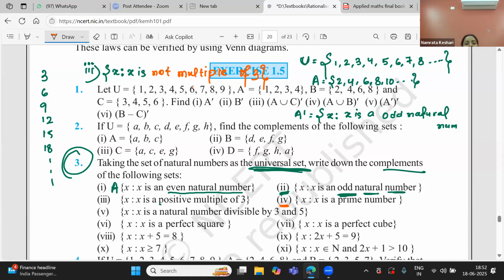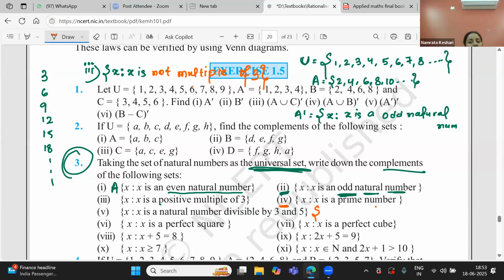Number 4, x is a prime number. Prime numbers are 2, 3, 5, 7. You want to just exclude these numbers from the set of natural numbers. So you are thinking what to write, what will be the better terminology. I am thinking, can I write composite number? All those numbers which will be remaining will be composite.